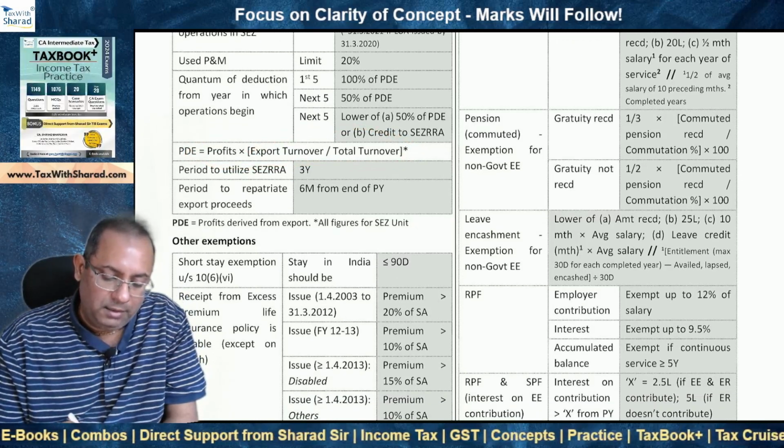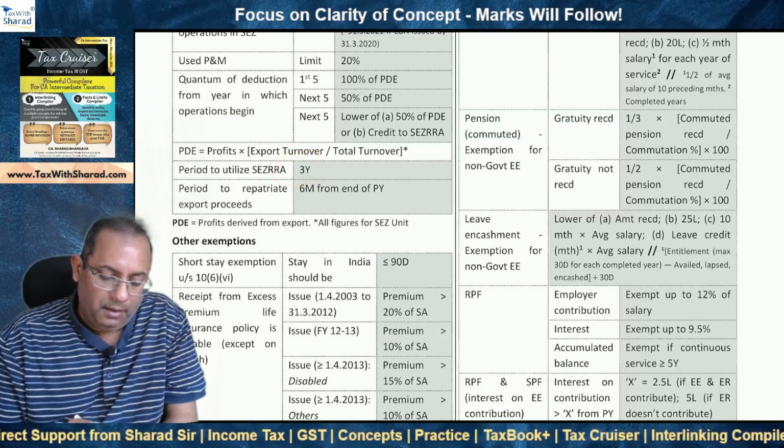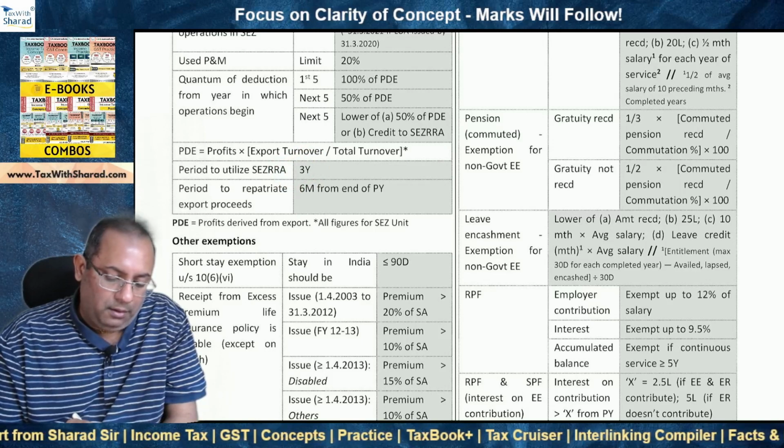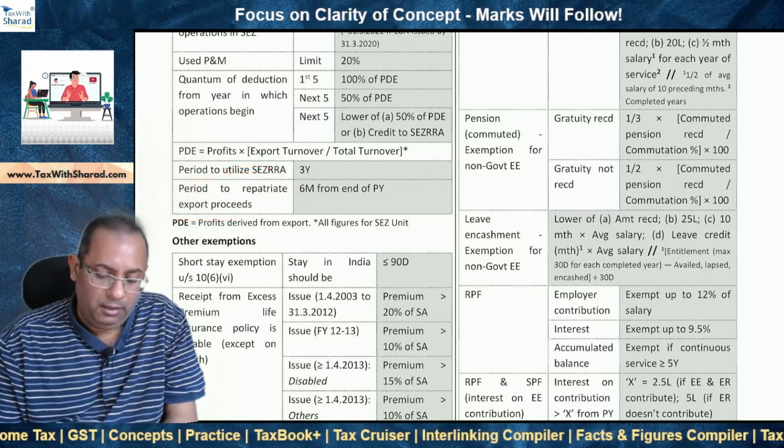The period to utilize SEZ RRA account balance is 3 years. And there is a limit by when one can repatriate the export proceeds, and that is 6 months from the end of the relevant previous year.